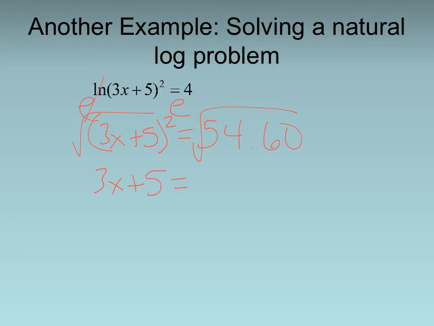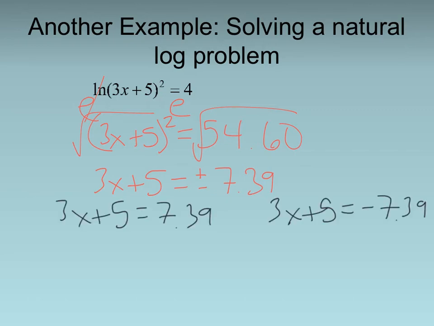And remember, when we square root both sides, you're going to have a plus or minus. So it's plus or minus 7.389, so 7.39. I'm going to split this up into two different equations here. Alrighty. So now on the left-hand side, I'm going to subtract 5 and divide by 3. So we get 3x equals 2.39. Divide by 3 and I get x equals 0.796, so 0.80 is essentially what we get.